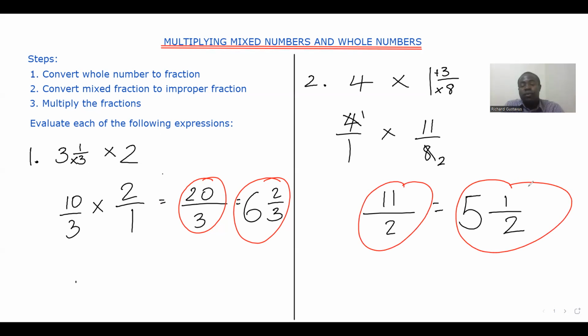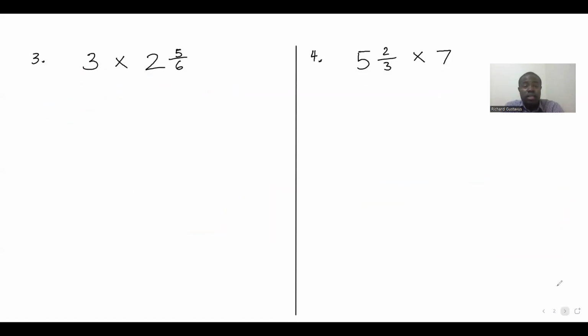It seems as if you guys are following, but we need additional practice. So let's turn our attention to number 3. Number 3 right here is 3 times 2 and 5 over 6. Again, we convert our whole number to a fraction by dividing by 1. So it's 3 over 1, and then we multiply. We put back our operator.